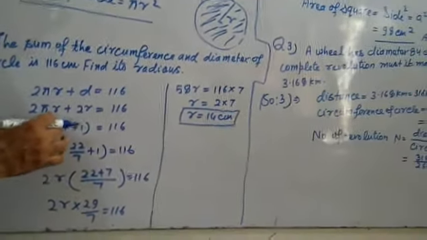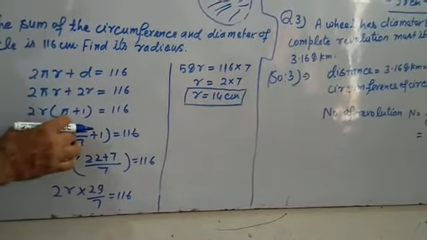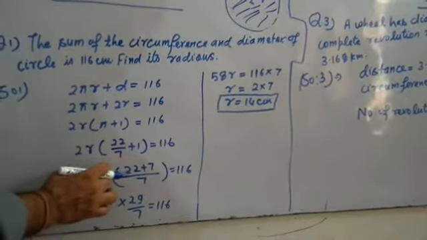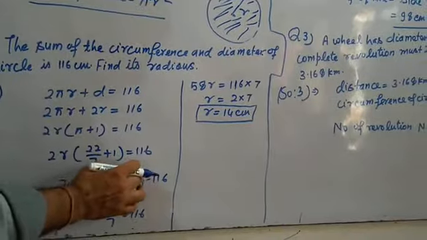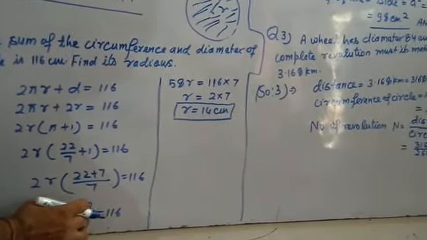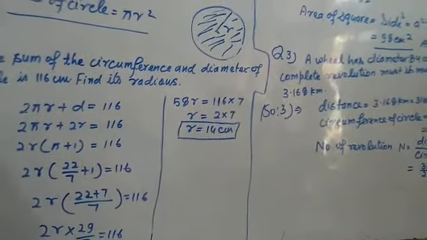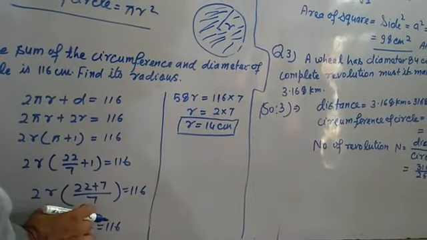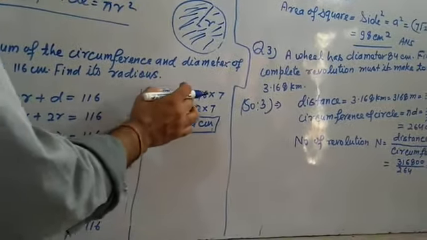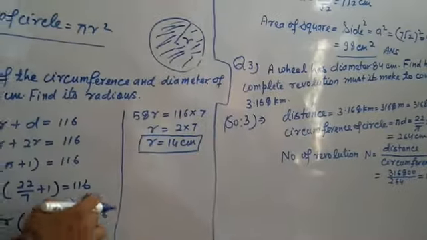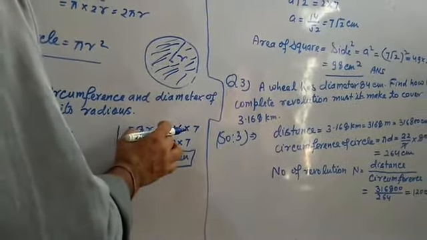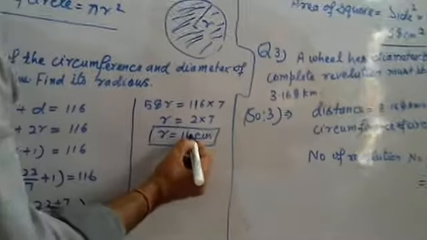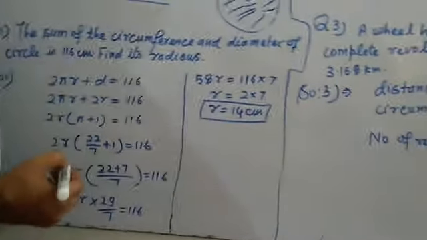2 r is taken common. Pi plus 1, 2 r, pi value 22 by 7 plus 1 equals 116. 2 r into (22 plus 7) upon 7 equals 116, or 2 r into 29 by 7 equals 116, or 2 into 29 is 58, r equals 116 into 7 upon 58. Therefore the radius of the circle is 14 centimeter. This is the first question.